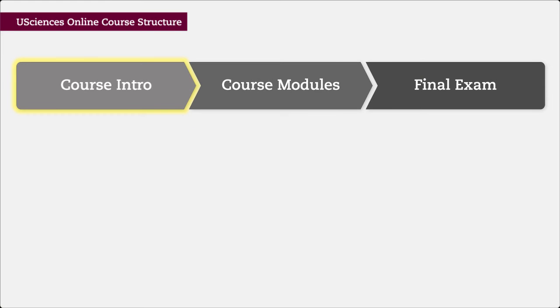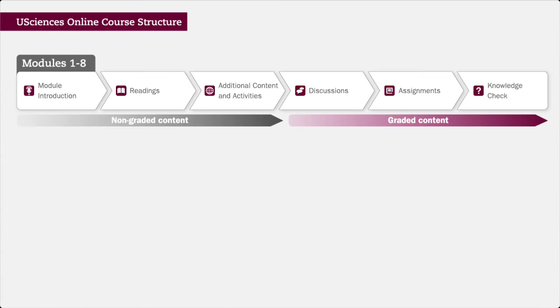Now that we've reviewed the Course Introduction section, let's look at the Course Modules section, which contains the bulk of each course's content. Each course contains 8 modules. Within each module, there are 6 potential main components. The first 3 sections are the Module Introduction, Module Readings, and Additional Content and Activities pages, which are non-graded learning sections focused on exploring all the important concepts in the module.